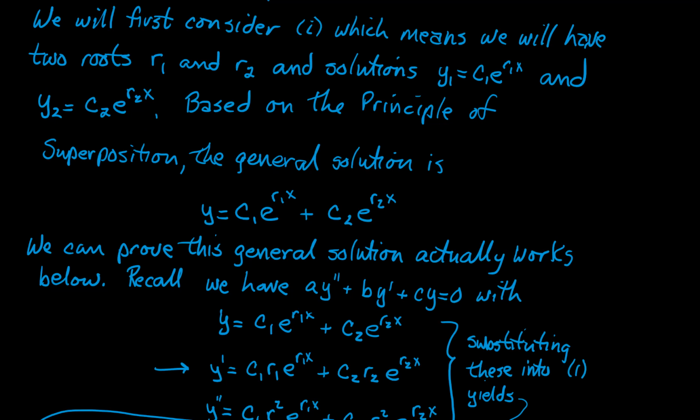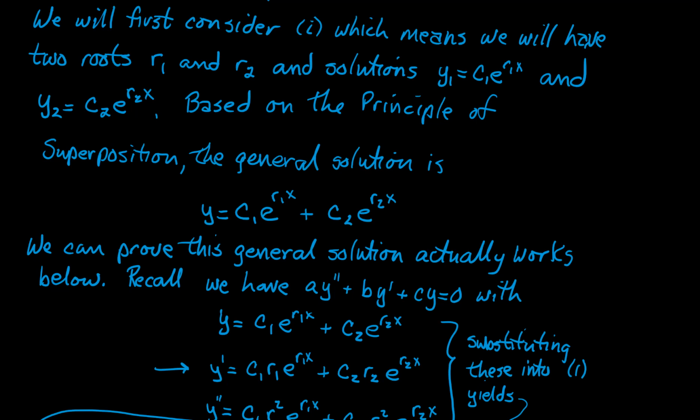Based on the principle of superposition, we can write a general solution in the form where we have some coefficient times the first solution plus some coefficient times the second solution. And any solution that we have or find thereafter is going to be some result of this scenario here.